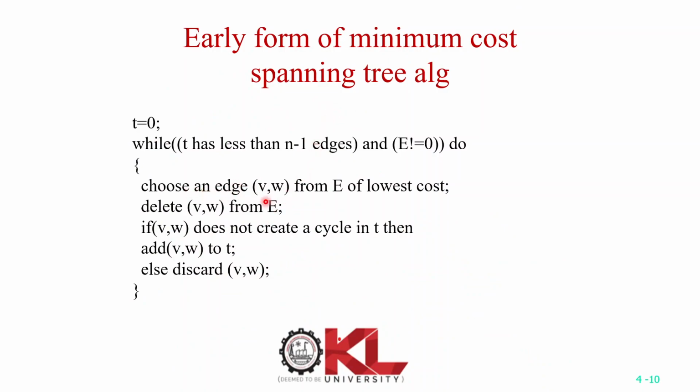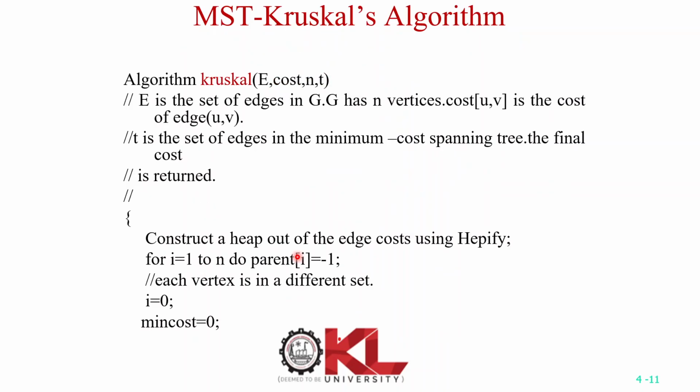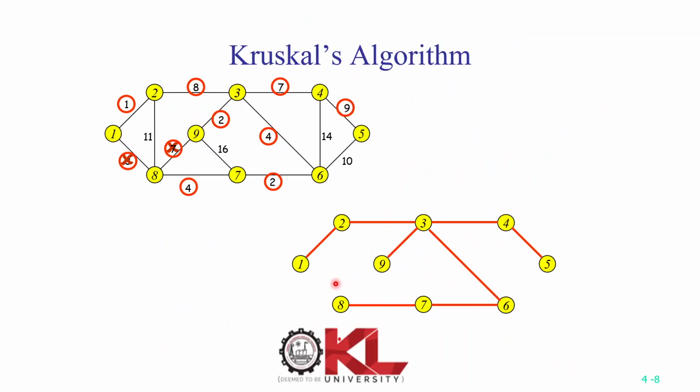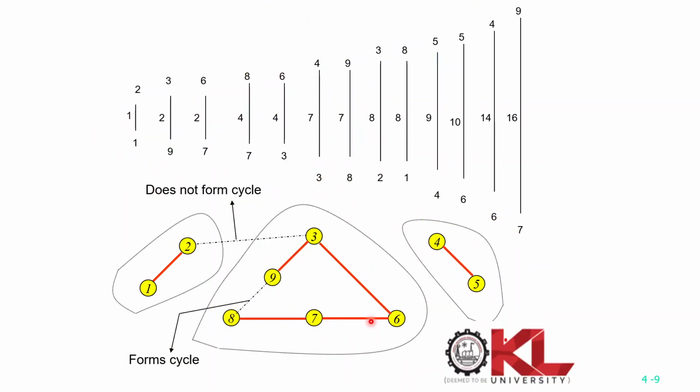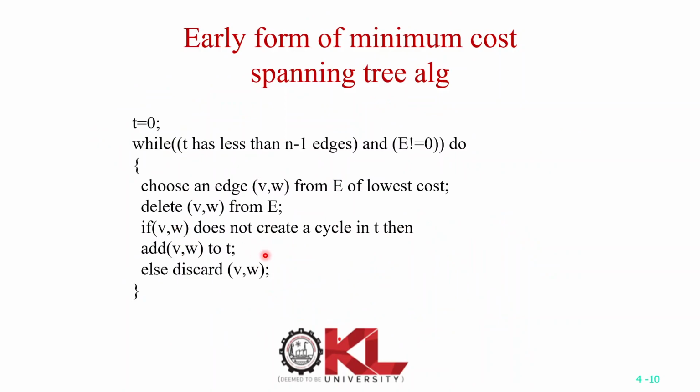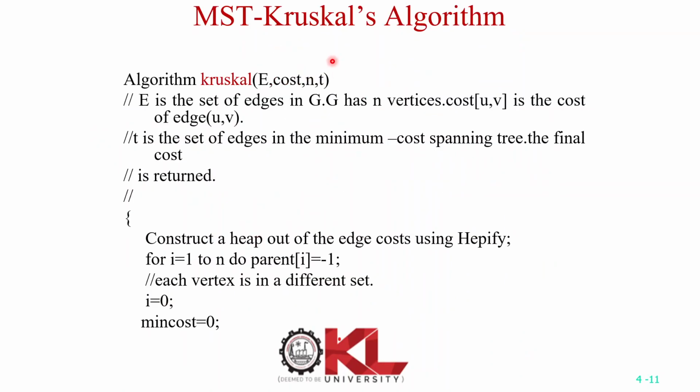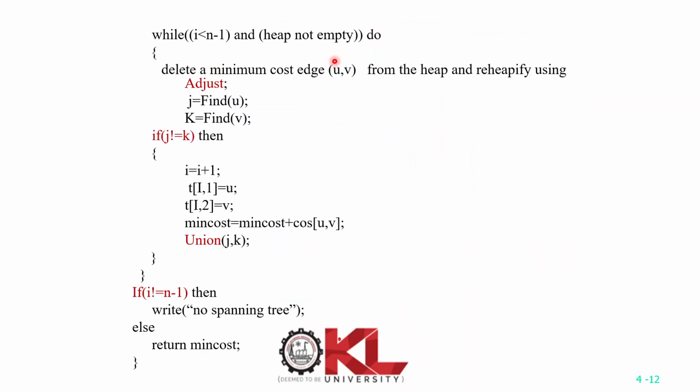Here we can say that if we choose an edge which has the lowest cost, then we need to delete it from E. If it doesn't create a cycle, then we can add it, otherwise we need to discard that particular line. So if it is creating a cycle here, like 1 and 8 is creating a cycle, then we need to discard it, otherwise we can add it to that particular loop. So Kruskal's algorithm is nothing but this.